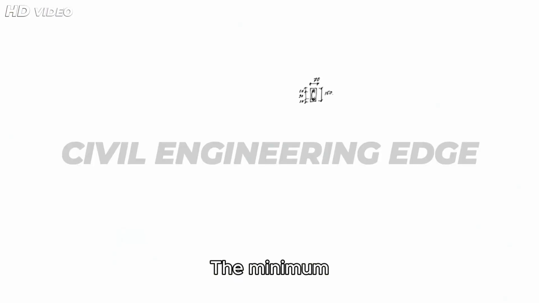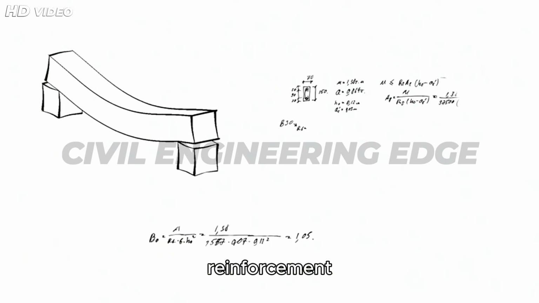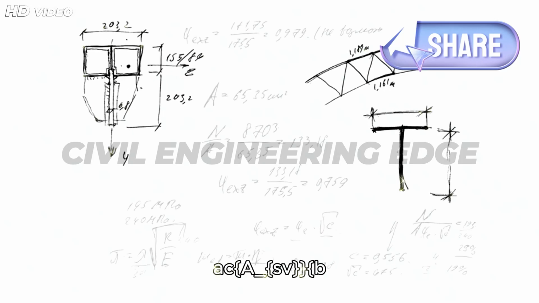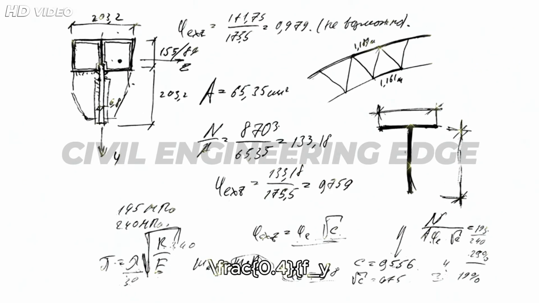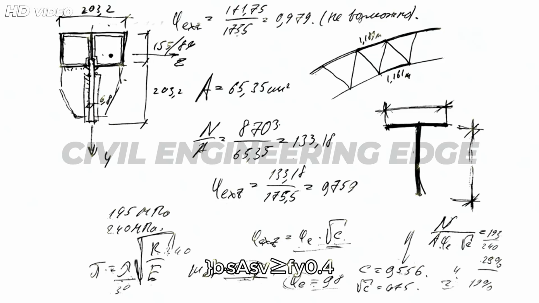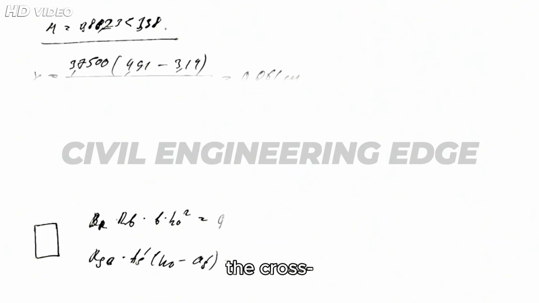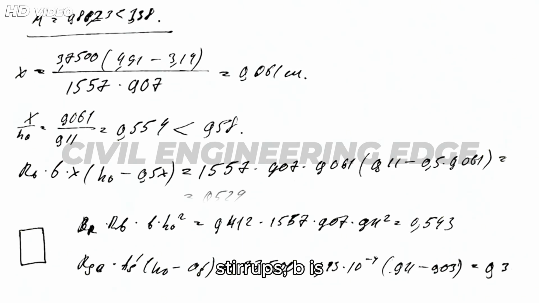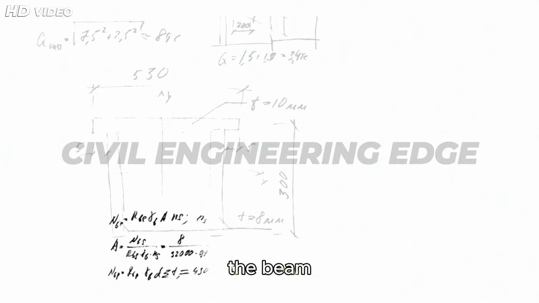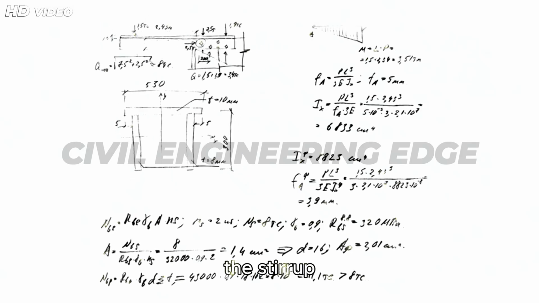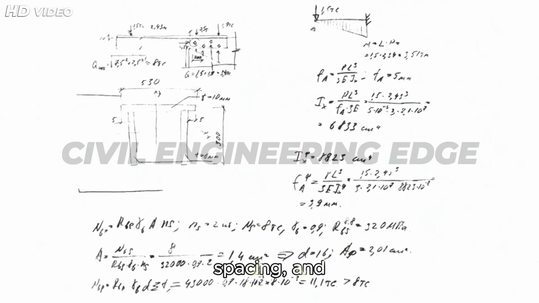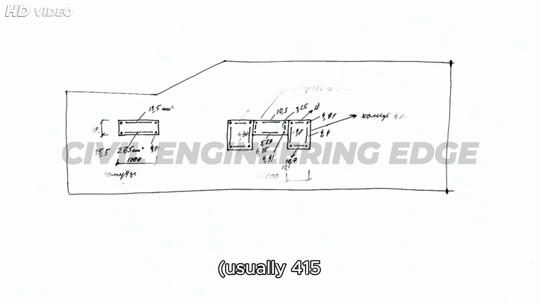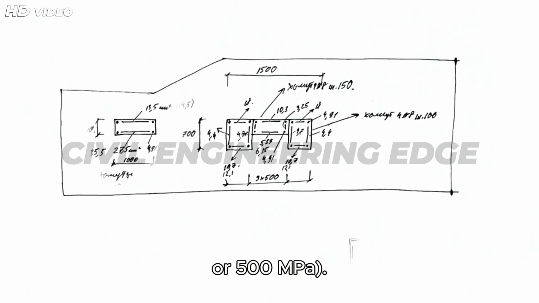The minimum area of shear reinforcement is given by Asv divided by b s is greater than or equal to 0.4 over 0.87 fy, that is, Asv over b s is greater than or equal to 0.4 over 0.87 fy, where Asv is the cross-sectional area of shear stirrups, b is the beam width, s is the stirrup spacing, and fy is the yield strength of steel, usually 415.